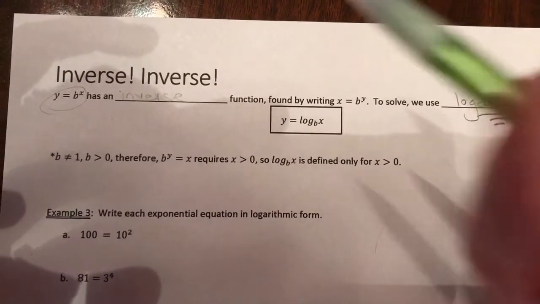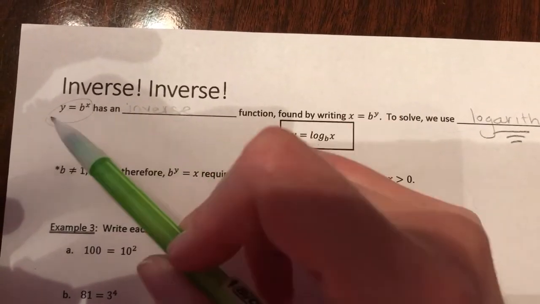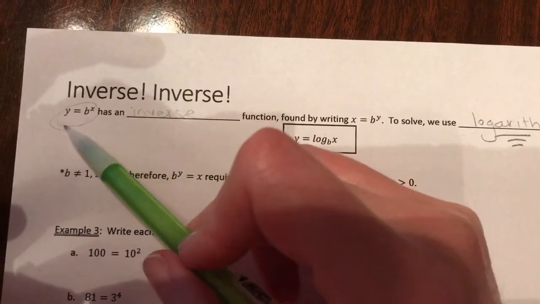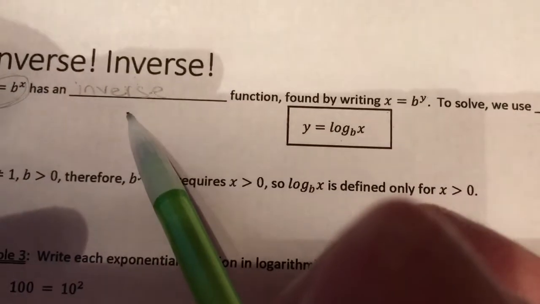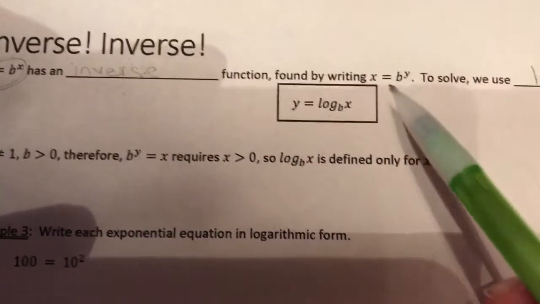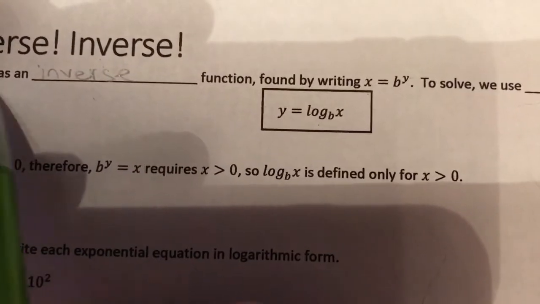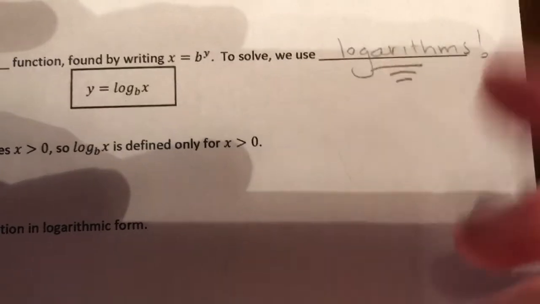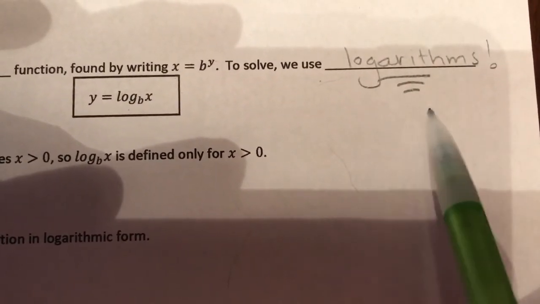So our next section is on inverse. So y equals b to the x was our exponential function, and it has an inverse function. It's found by switching the x and y. So you can see we switch x and y, and then we solve. To solve, we have to use logarithms.